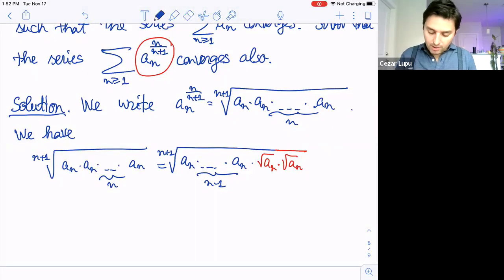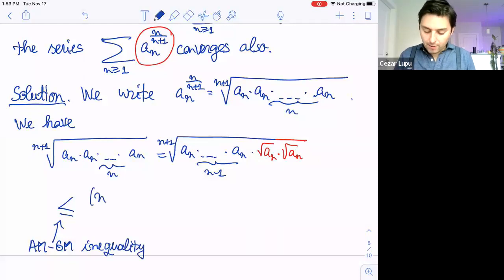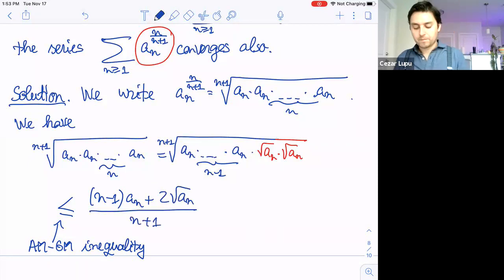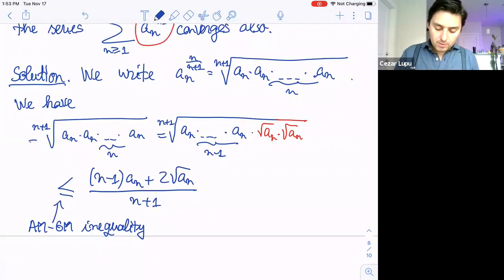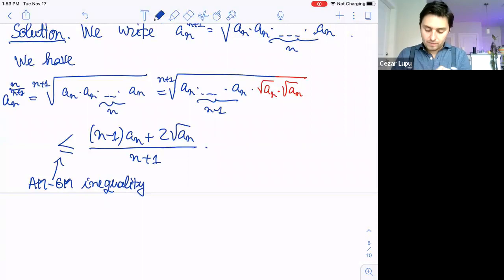And now this guy is less than or equal, by the AM-GM inequality, to (n minus 1) a_n plus 2 square root of a_n, everything over n plus 1. Let me just say that this guy is a_n to the power n over n plus 1. And now we look at the series of these two guys.